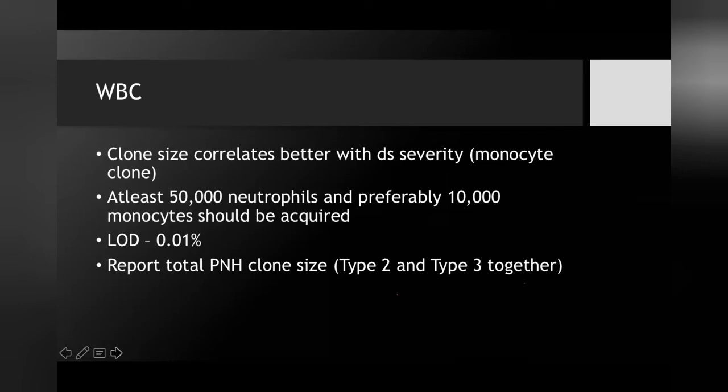But in WBC clone, you don't need to report type 2 and type 3 cells separately. You can just report the type 2 and type 3 cells together. Next, please.